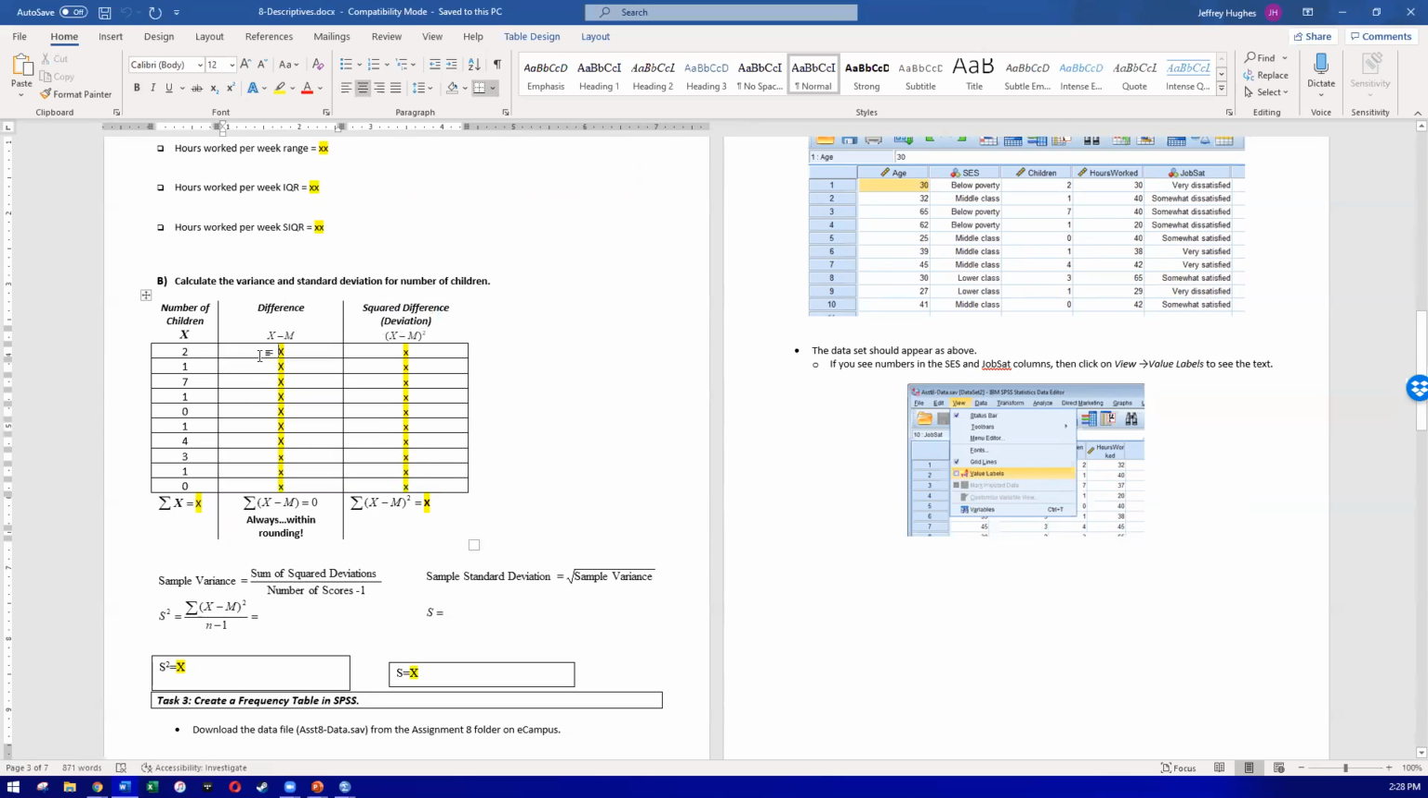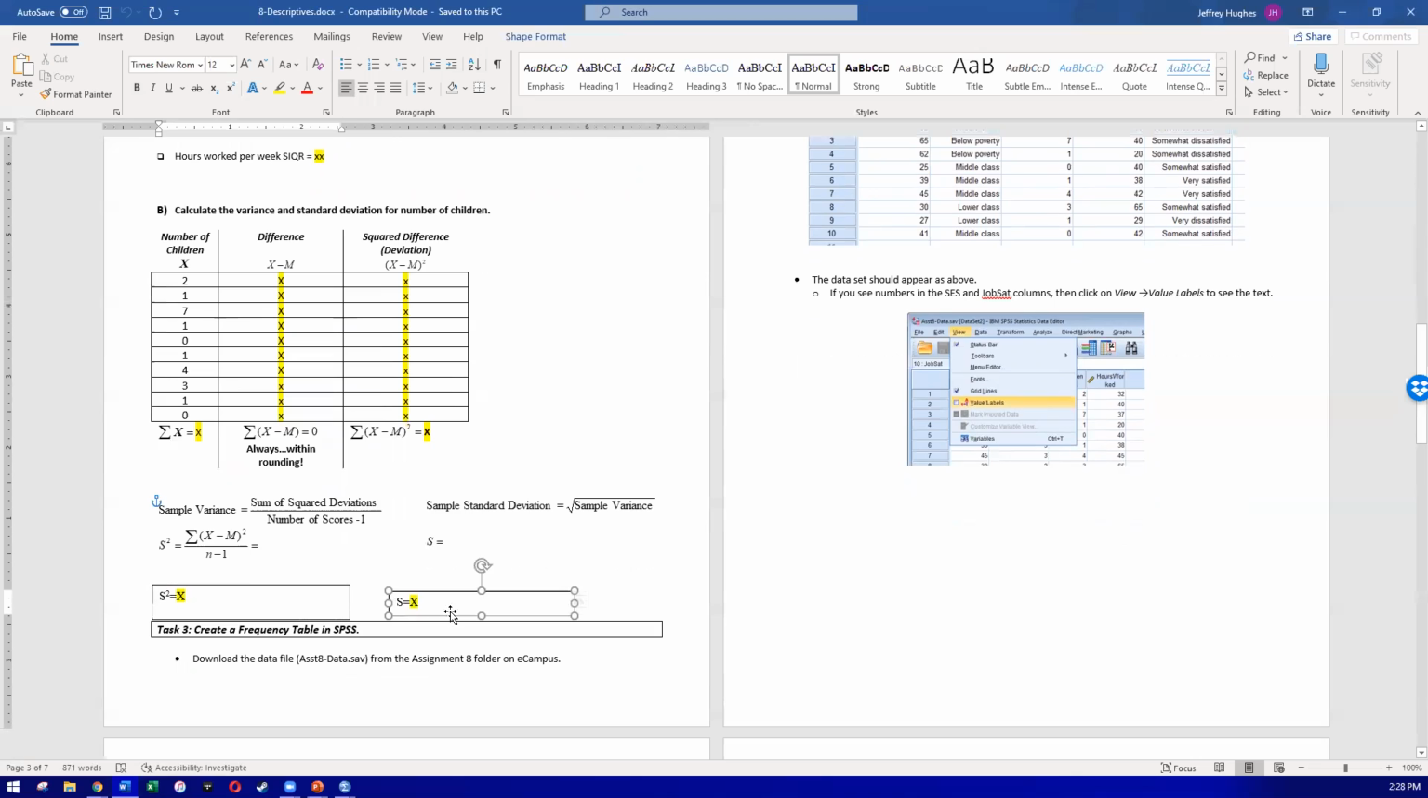Subtract this number from the mean, square it, add up all of these squares, and then just plug them in, right? You would do all of these divided by n minus 1, and then you can also find the standard deviation by just taking the square root of that. So you put the two answers here for the sample variance and the standard deviation.